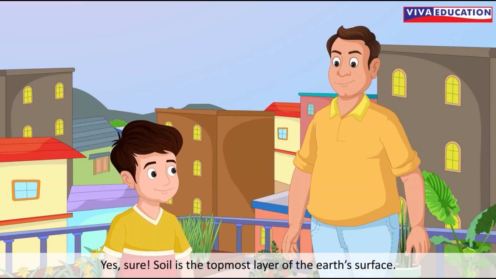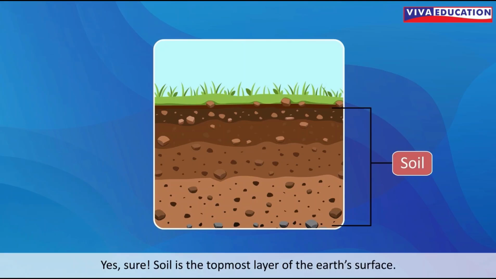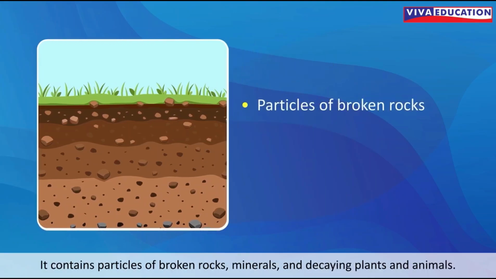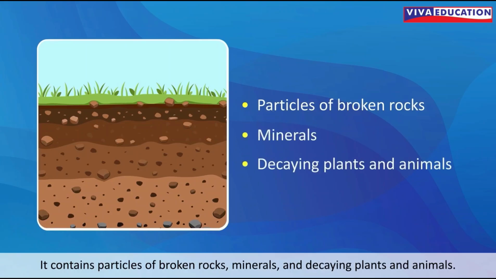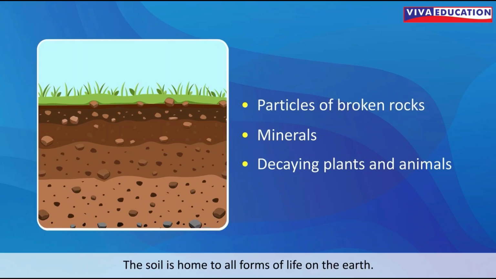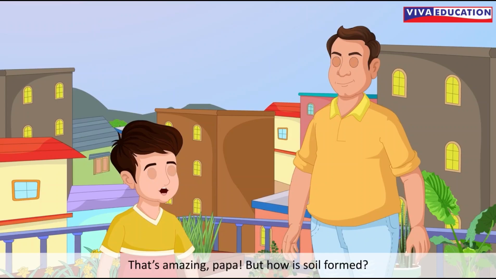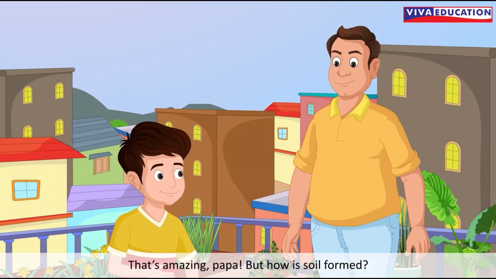Yes, sure. Soil is the topmost layer of the Earth's surface. It covers the major portion of the land area on the Earth. It contains particles of broken rocks, minerals, and decaying plants and animals. The soil is home to all forms of life on the Earth. That's amazing, Papa. But how is soil formed?